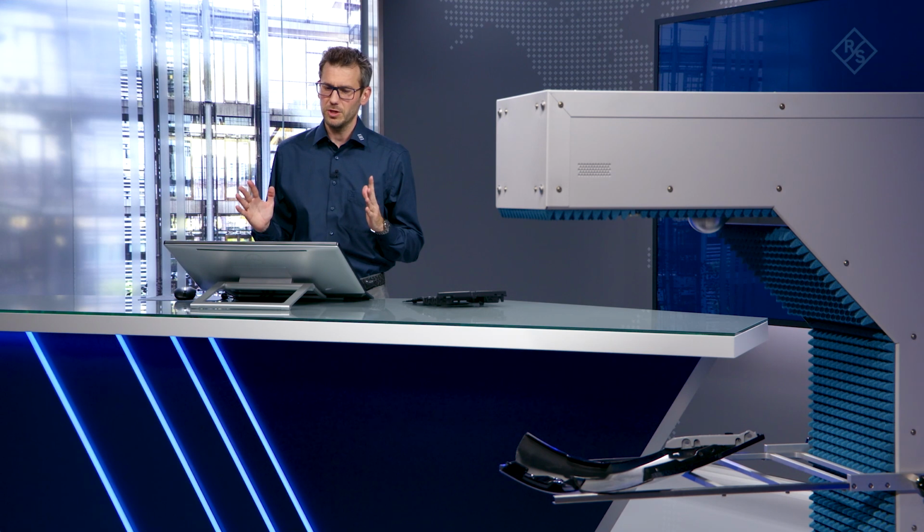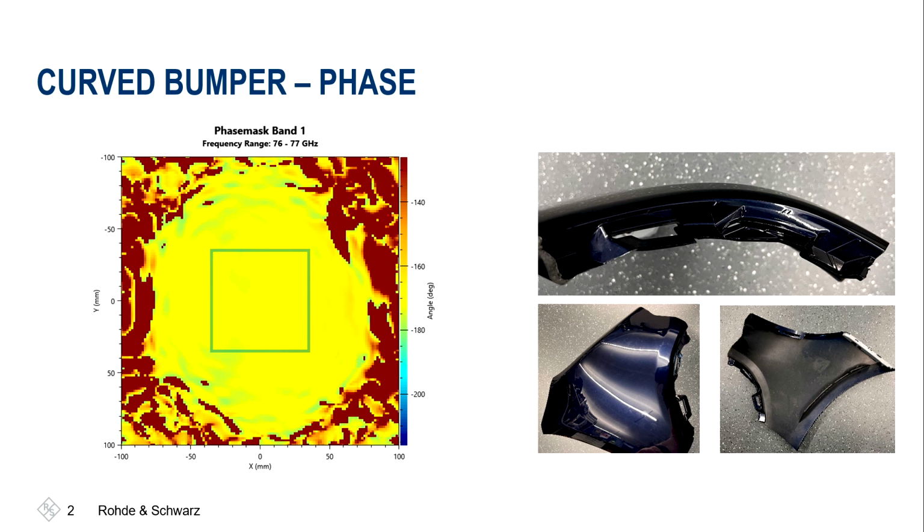So the first measurement that we wanted to do is the transmission phase. So how does the transmission phase of that specific bumper look like? And this is what we see here on the left-hand side. So we can see that in the phase, we don't really see an effect of the curvature. And we can say, okay, this sample is quite homogeneous. And the effects that we see here are mainly caused by physical effects that can be explained.